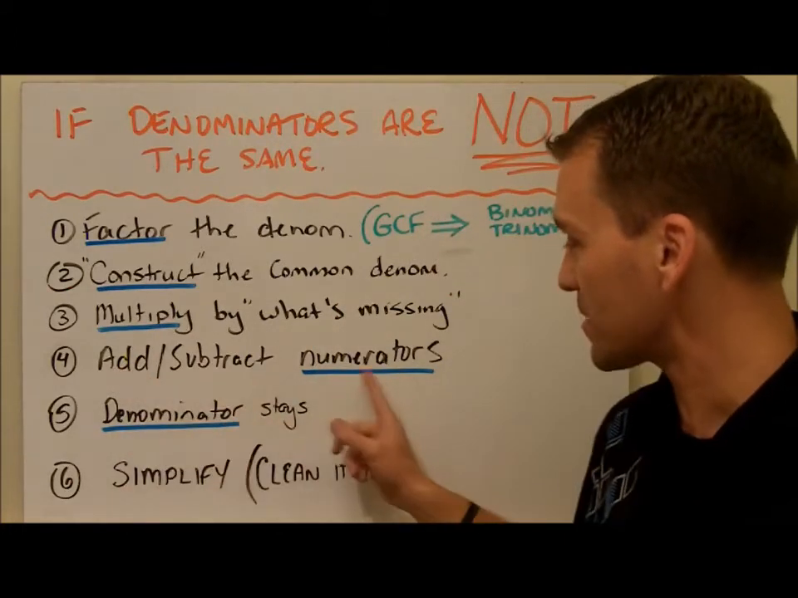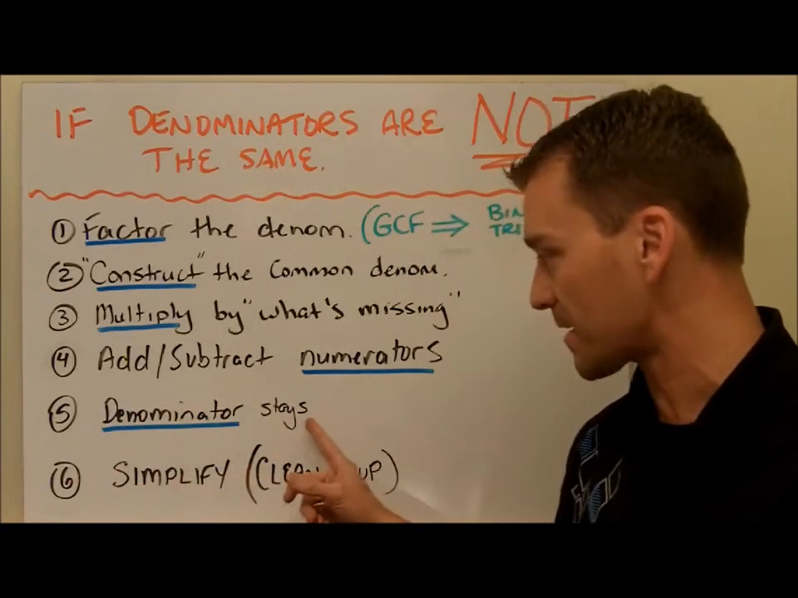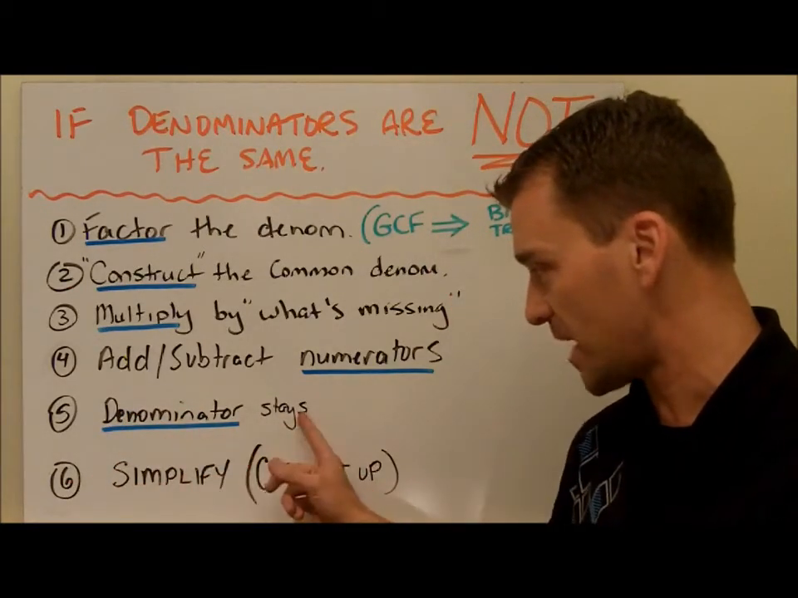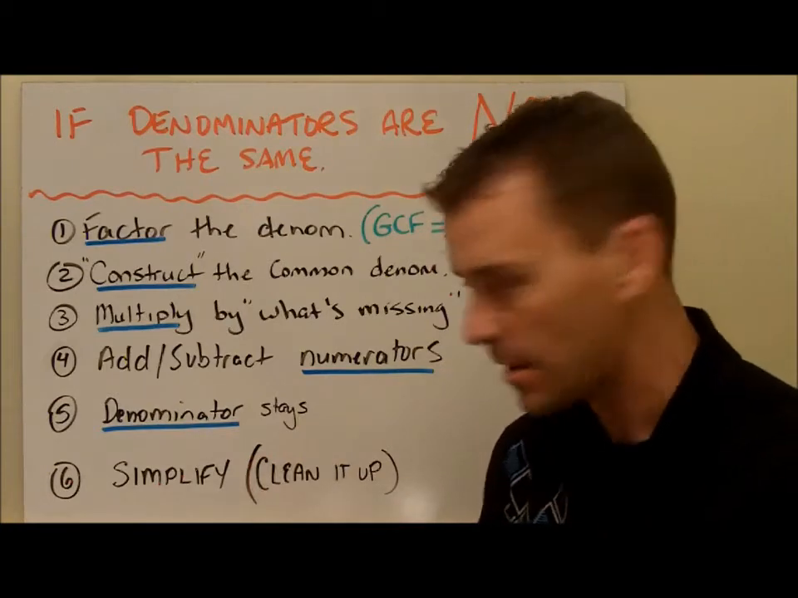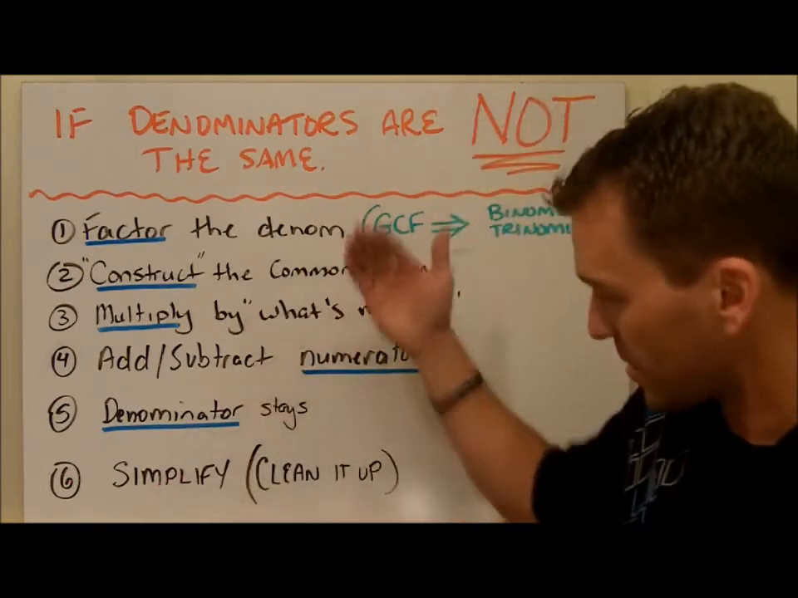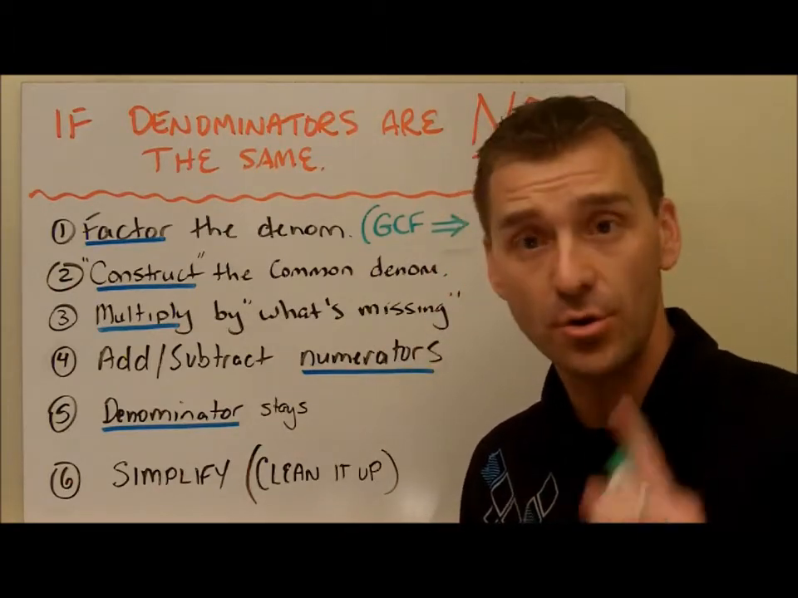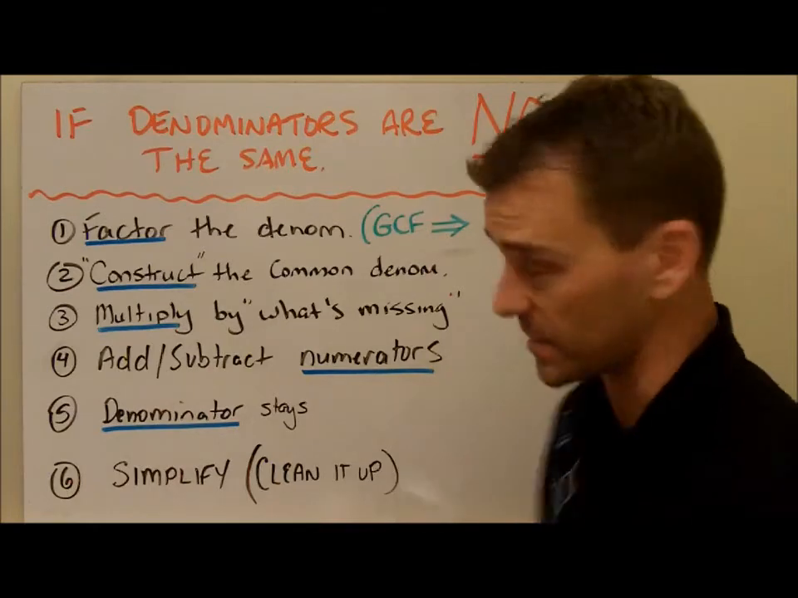Then you're going to add or subtract across the numerators like we just did in the previous ones. You're going to keep the denominators exactly the same. Denominator stays the same. And then we're just going to simplify and clean it up if we possibly can. So there are your 6 steps. Hope you got those down, because I'm not going to refer back to them in this video. You can look at your notes as we go through this next example.